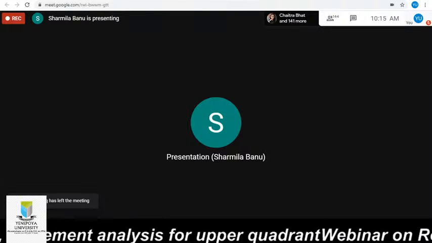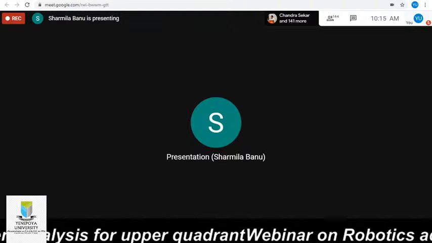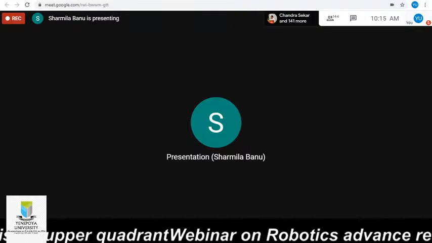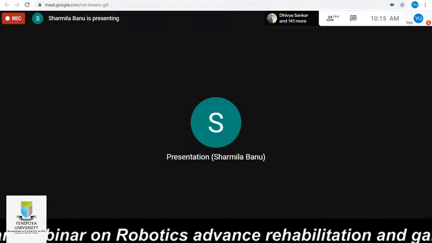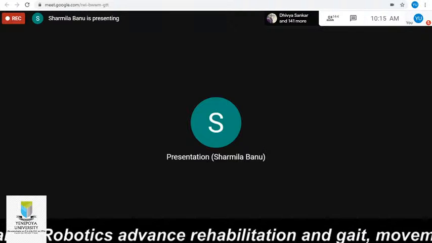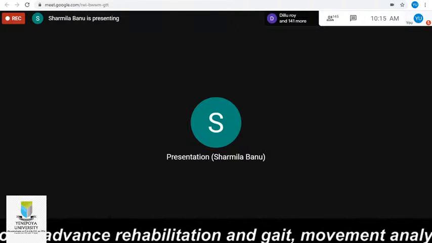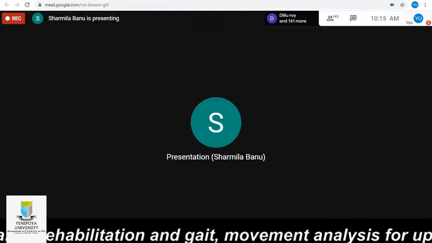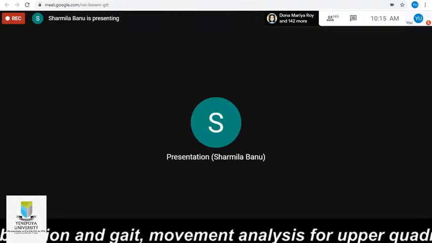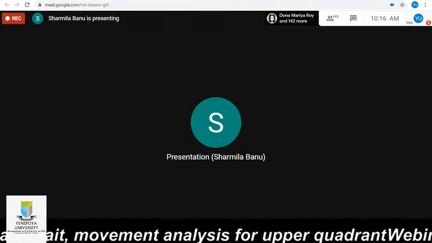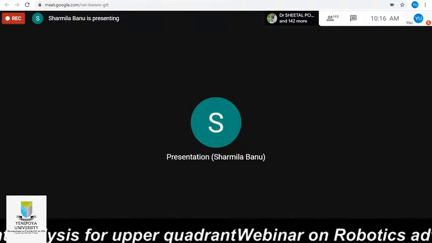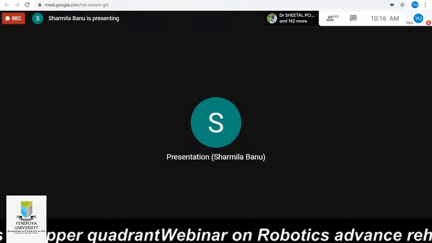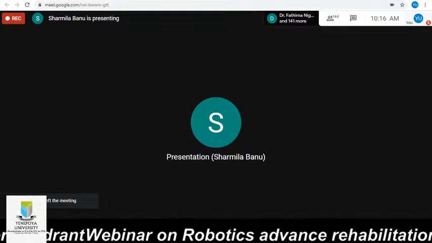As robotics is a big topic with big equipment everywhere, we have different kinds of robotics, but I would like to discuss what we are using and what improvement we have seen in our patients. And the end of the session is movement analysis for the upper quadrant, how you can analyze movements in the upper quadrant area. These are the main aspects of my presentation.